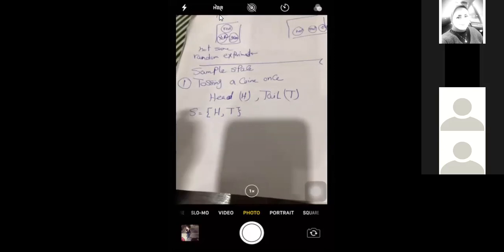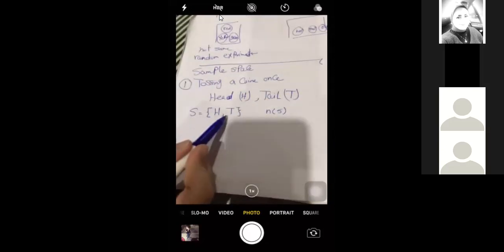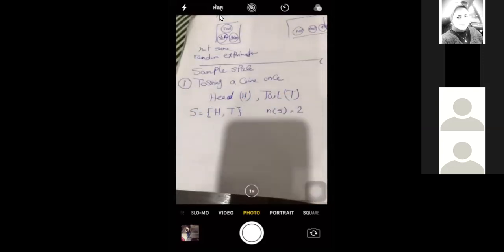So the number of the sample space, how many? 2 possible things. Yes, so the number of elements in the sample space is 2. Is it easy or not?